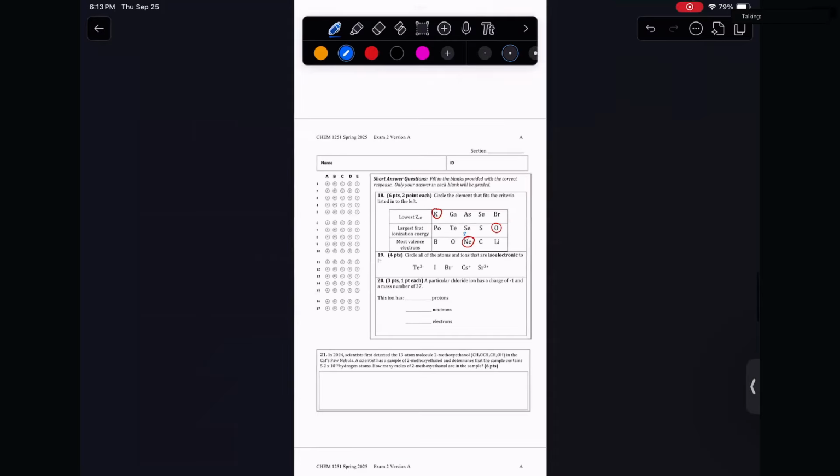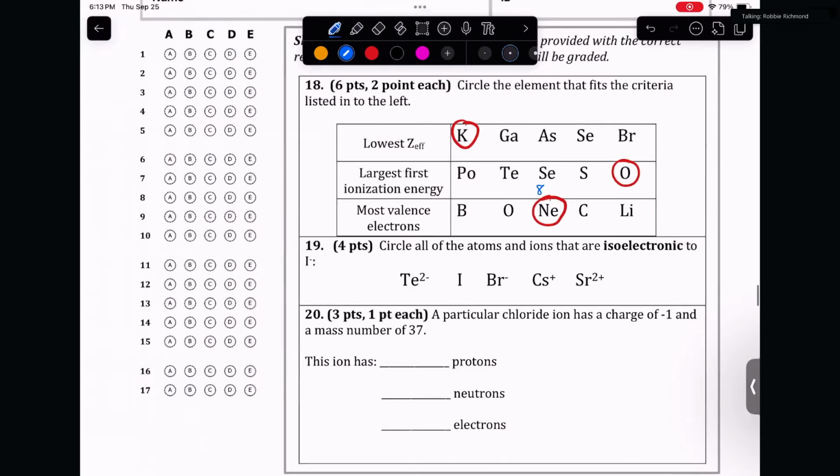Carbon, actually, I'm not going to break that down. It's going to take a little too much time. Cool.